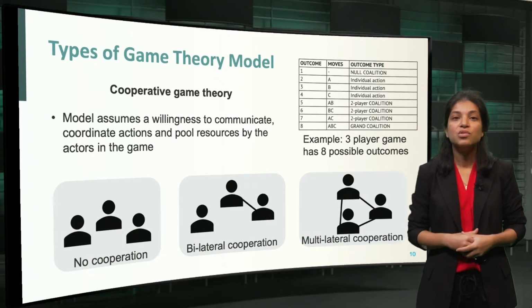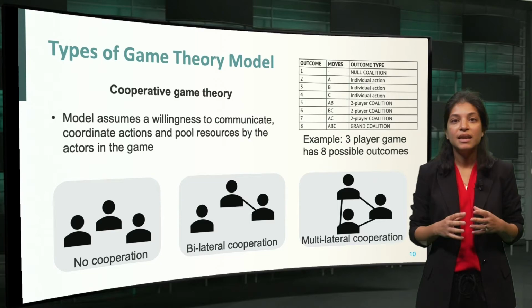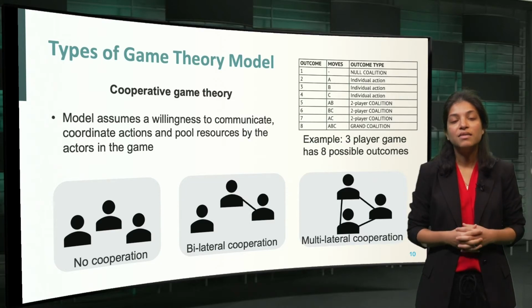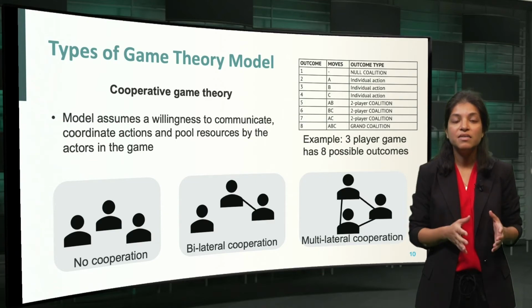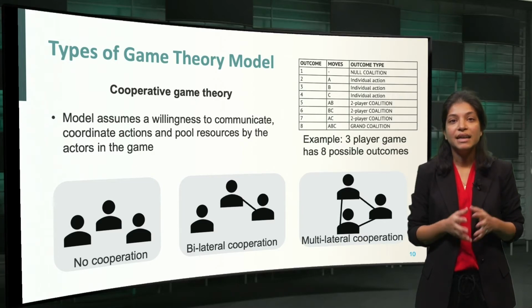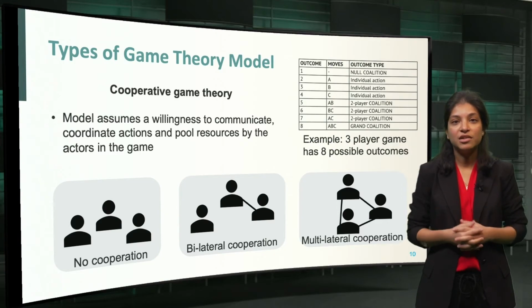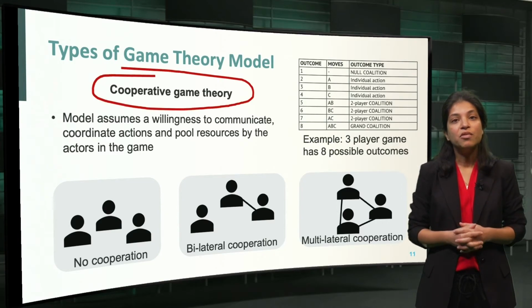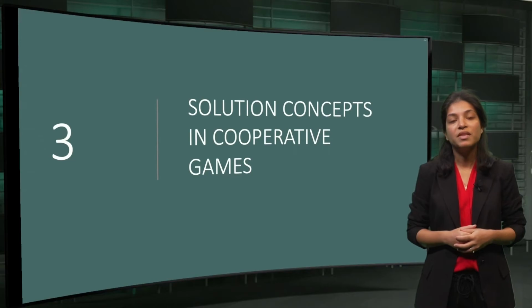The second way is through a cooperative game theory model. This type of model explores cooperative solutions where actors are willing to communicate, coordinate, and potentially pool resources to collectively find a solution. Take, for example, this 3-player game. Here we have 3 actors who can make decisions either individually or together. The cooperative model helps us explore the payoffs of outcomes where all 3 actors act individually versus bilaterally or multilaterally. In this video, we will focus on cooperative game theory. Now let's explore some solution concepts in a cooperative game.